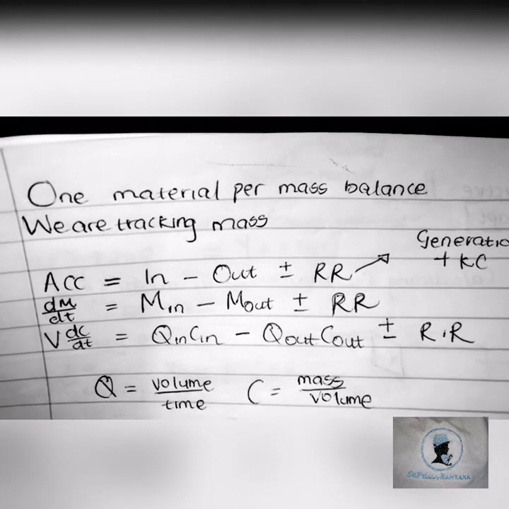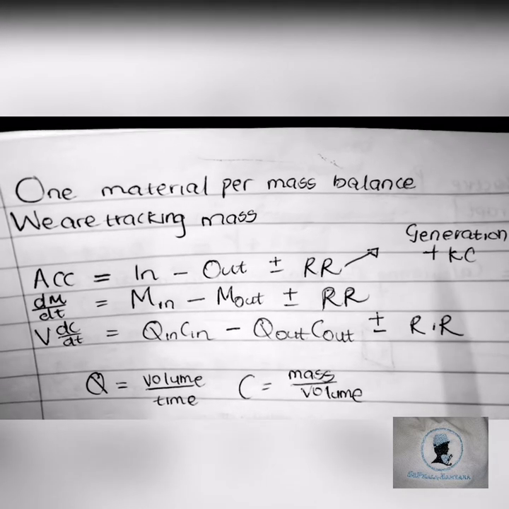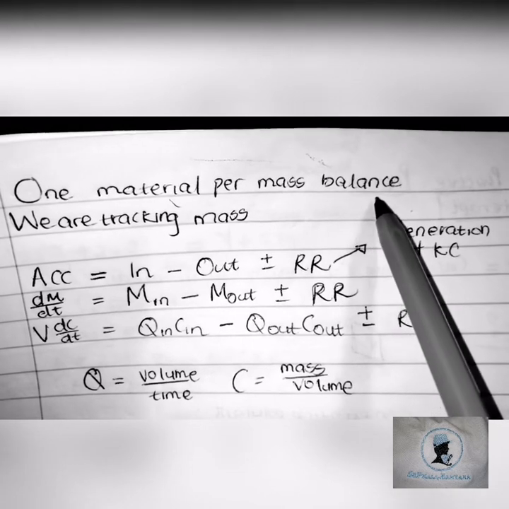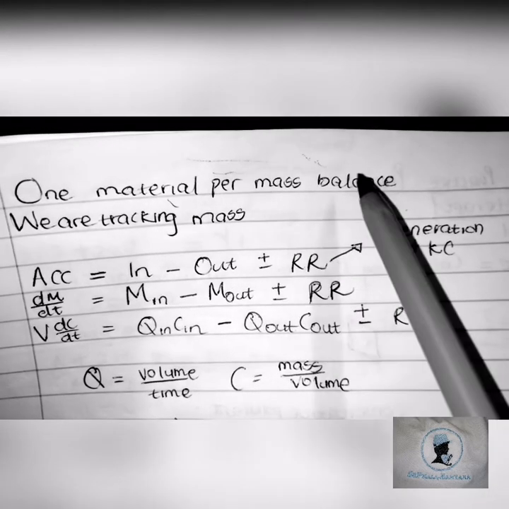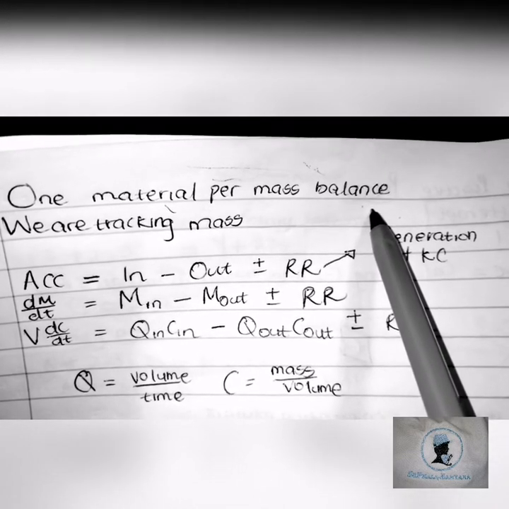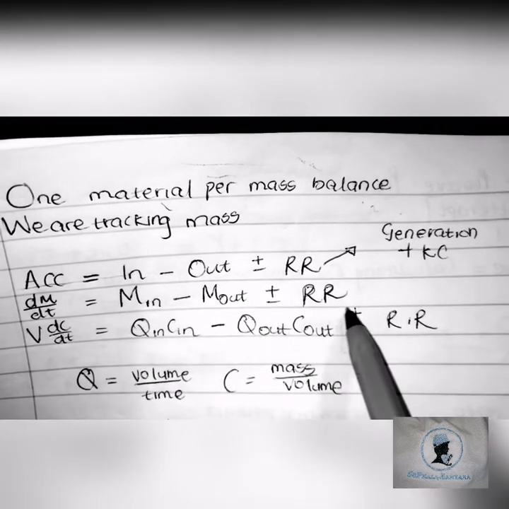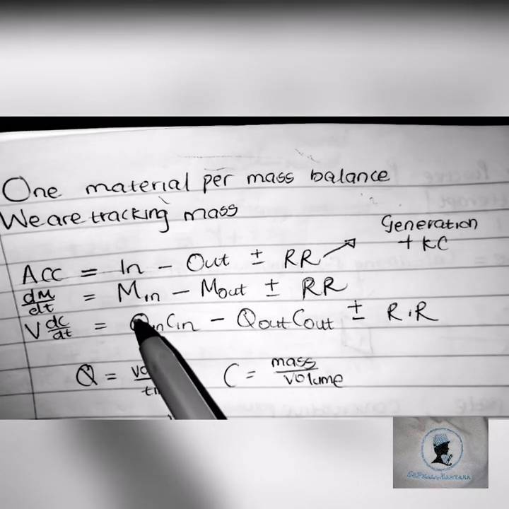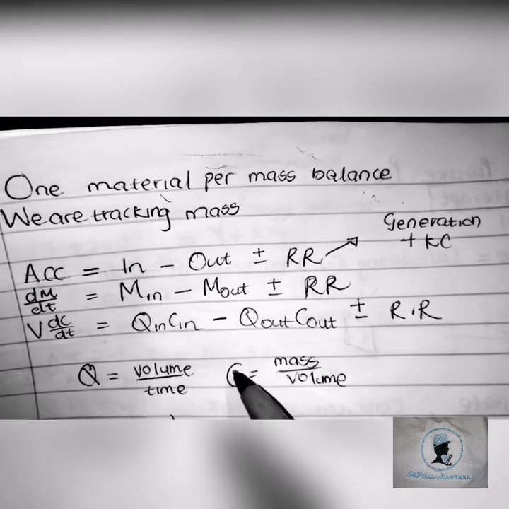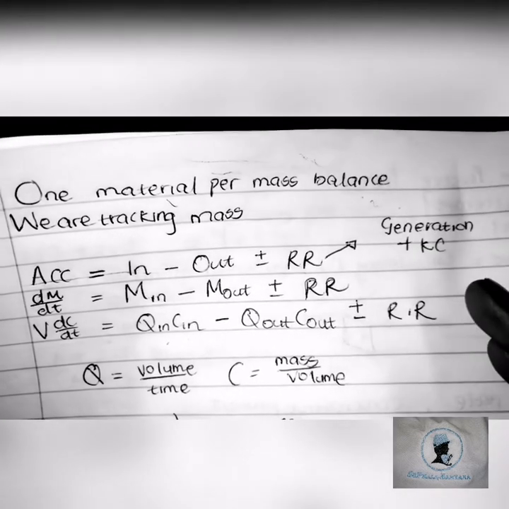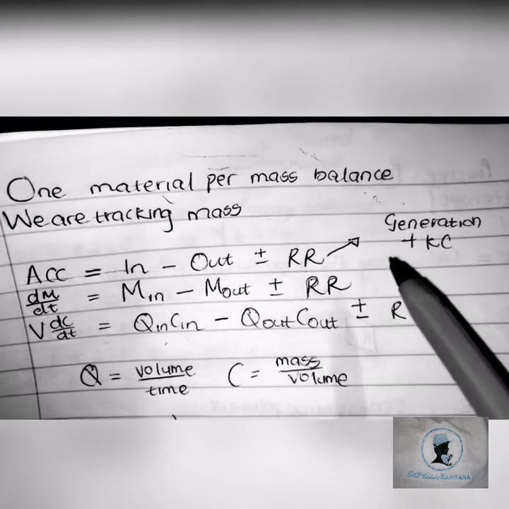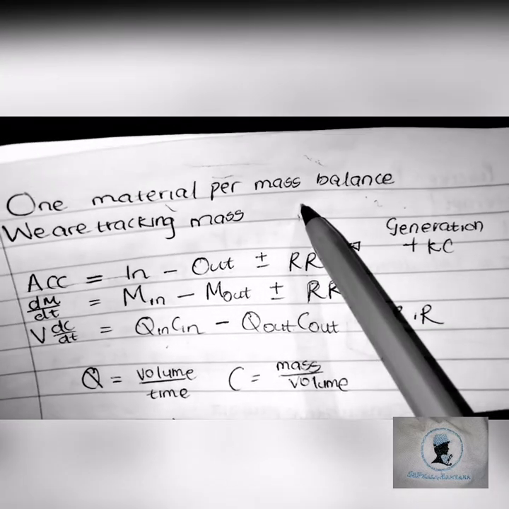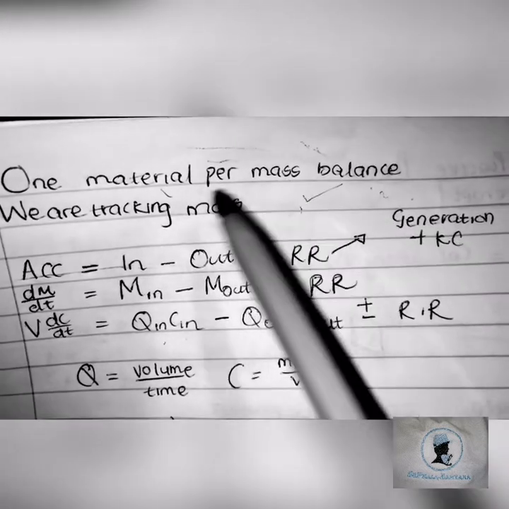Okay, taking a break before we do the next example, we just wanted to remind you guys that with mass balance analysis, you should do one material per mass balance. You should focus on one material per mass balance, meaning that when you set up this equation, you set it up for one material, because you cannot substitute details or properties of different materials in one mass balance equation. Each material has to have its own equation and you solve for the relevant things separately. And you should remember that we are tracking mass. Obviously, guys, it's mass balance analysis after all.